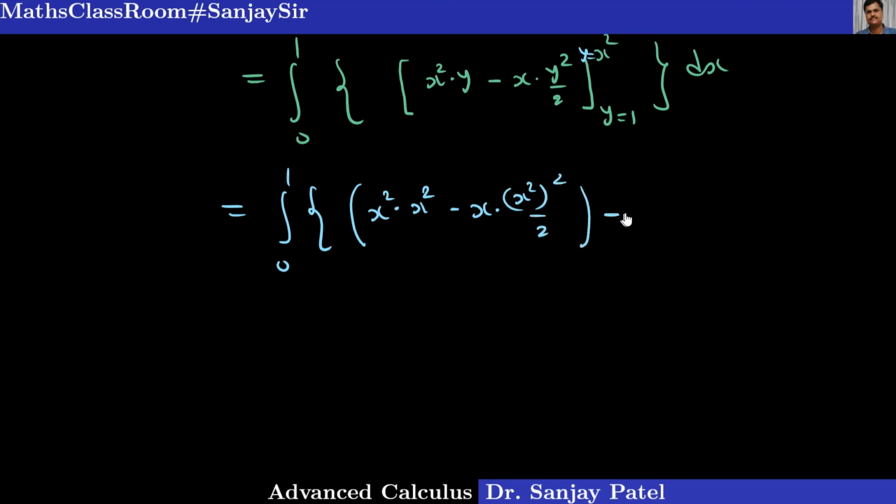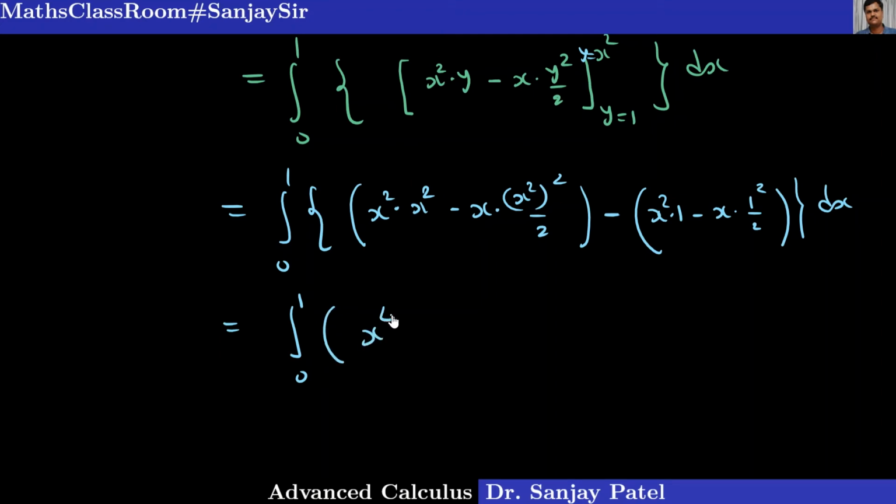This is the first part, minus, you know that fundamental theorem, f of b minus f of a. Now we put the lower limit wherever y appears. So x square into 1 minus x into 1 square by 2, and then this is to be integrated with respect to x. So it is very interesting and very simple. Let us simplify this. This is x raised to 4 minus x raised to 5 by 2, then minus x square plus x by 2.